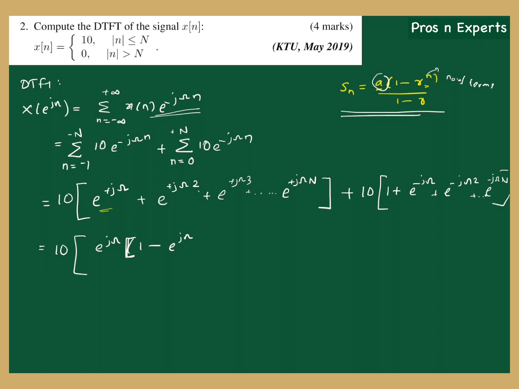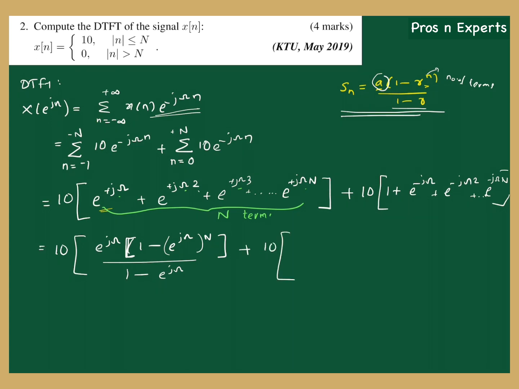That means you have n terms here, right? 1, 2, 3, etc. n terms clearly. So I can write 1 minus e raised to j omega to the power n. Okay. Then divide by 1 minus r, so divide by 1 minus e raised to j omega. Okay. This is the first term.